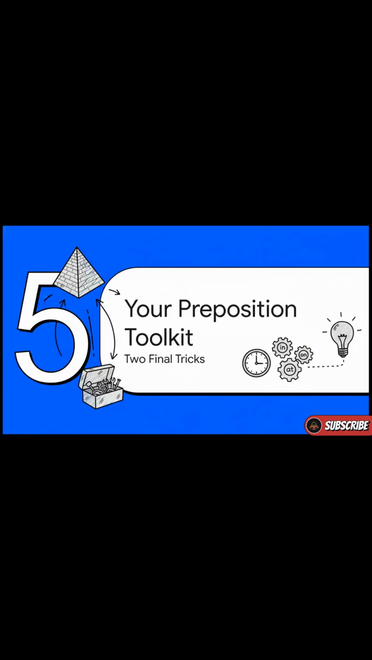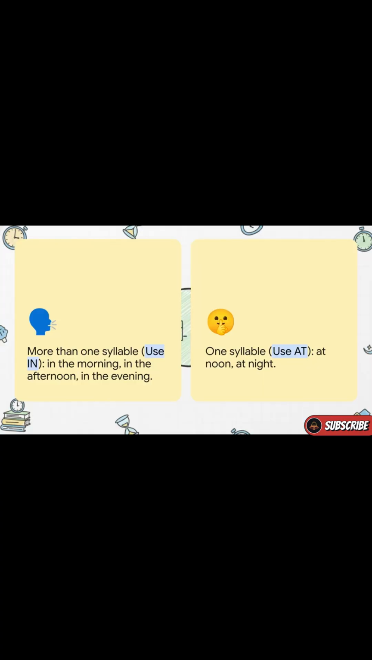You've pretty much mastered the pyramid. But before we wrap up, I want to give you two final little tricks for your toolkit, just to make absolutely sure all of this sticks. First up is this really cool syllable trick specifically for parts of the day. Check this out. If the word has more than one syllable, think morning, afternoon, evening, you use in. But if it's just one syllable, like noon or night, you use at. How cool is that? It's a simple little sound rule, and it works pretty much every time.